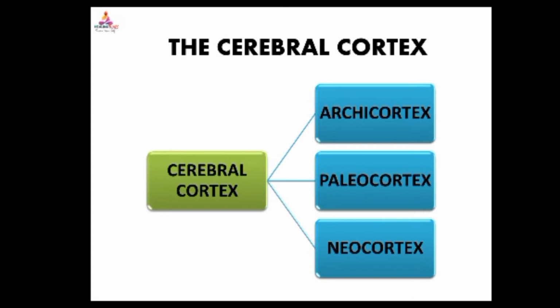The cerebral cortex is mainly divided into three: archicortex, paleocortex, and neocortex. Archicortex, phylogenetically, is the oldest and constitutes a sizable portion of the cerebrum of lower vertebrates.